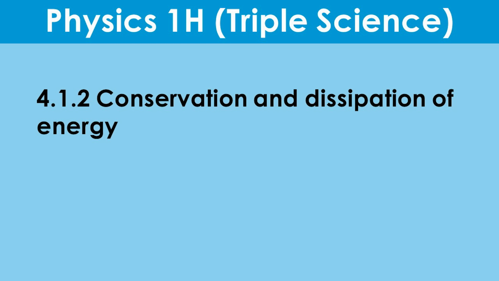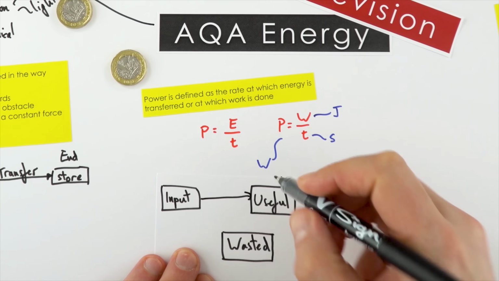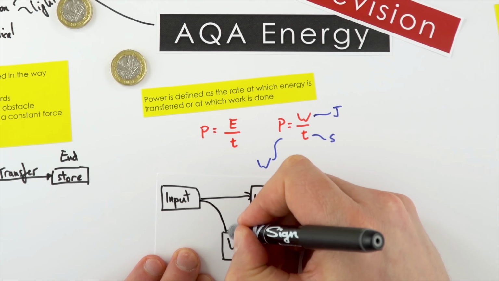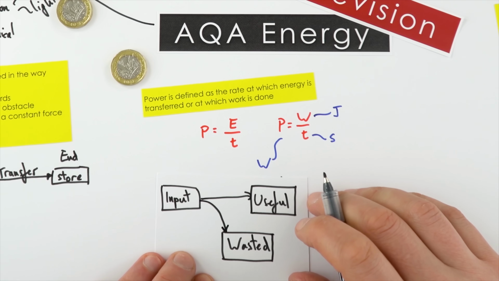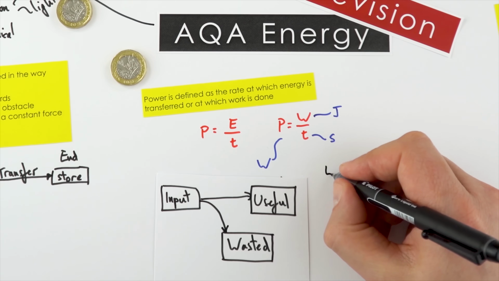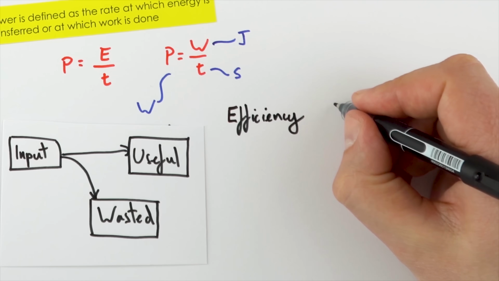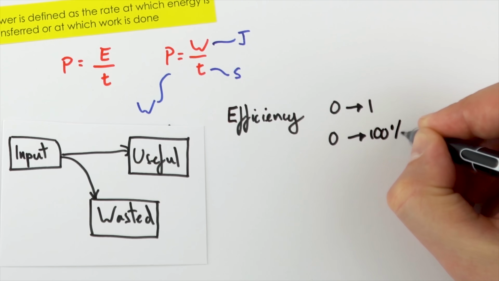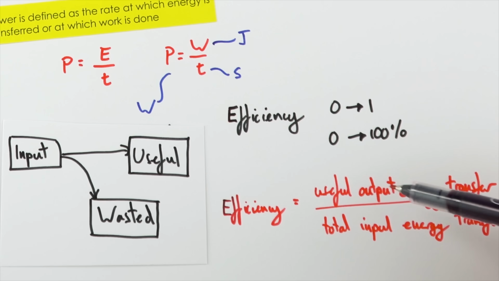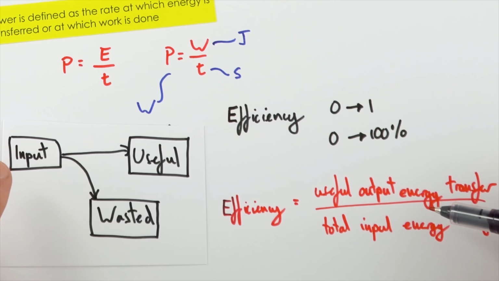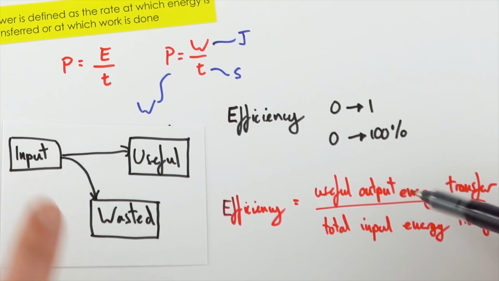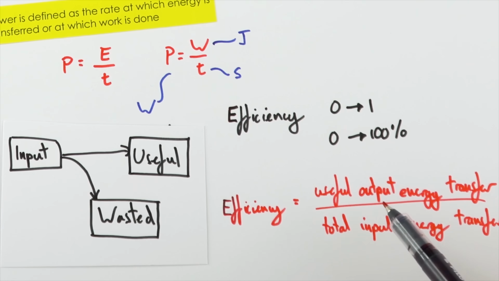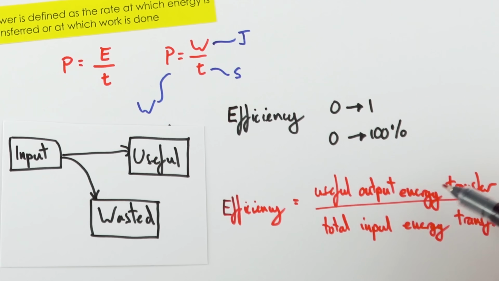Now when we think about an energy transfer process, although some of the energy might be transferred to a useful store at the end, some of the energy might also be wasted. Perhaps it's going to heat up the surroundings. And what we can then think about is something called efficiency. Efficiency is often given as a number between 0 and 1, or between 0 and 100%. We can work out the efficiency by looking at the useful output energy transfer divided by the total input energy transfer. Effectively, the more energy that's transferred usefully, the higher the efficiency. We can do the same thing with power, looking at the useful power output compared to the total power input.